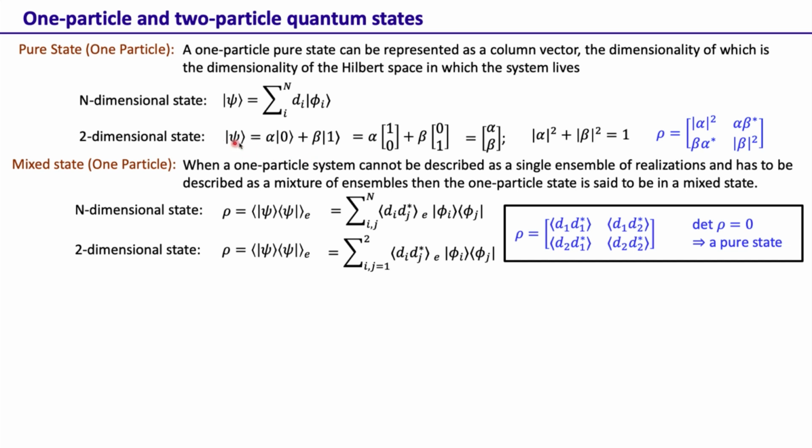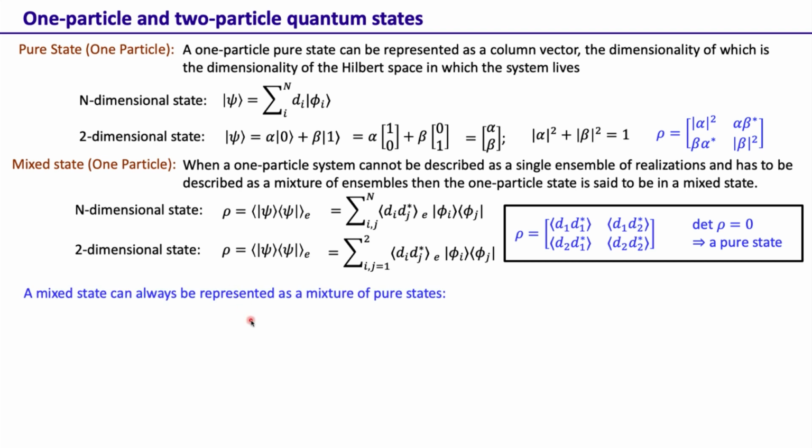So this does not contain any more information than this representation contains. So for a pure state, this one, that one, this one, these are all equivalent representations. But when we do have a mixed state, then of course this is not just a product of alpha and beta, it will have an ensemble average here, and that's what makes the difference between a pure state and a mixed state. So that's the one particle mixed state.